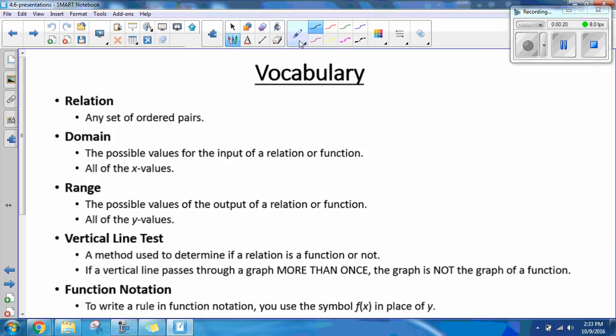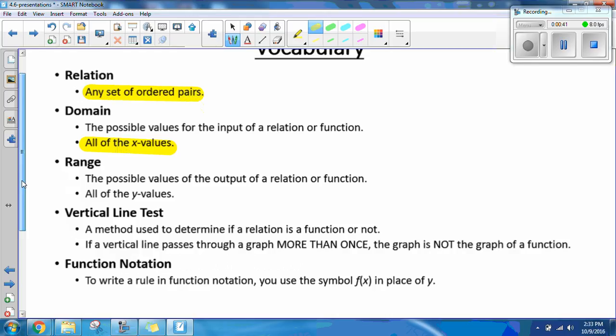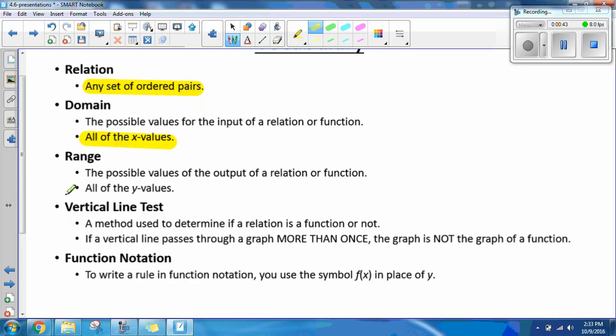Some vocabulary. A relation is any set of ordered pairs. The domain is the possible values for the input of a relation or function. It is also all of the x values. The range is the possible values of the output of a relation or function, or all of the y values.